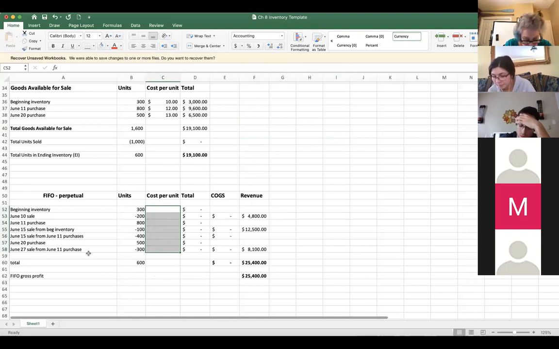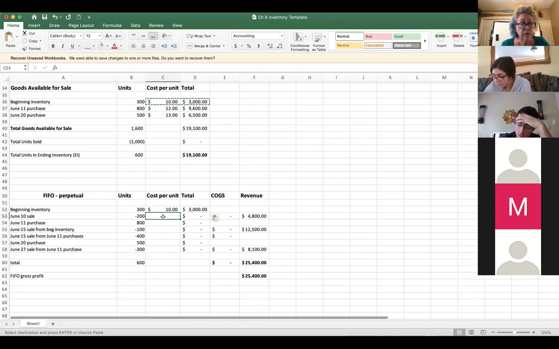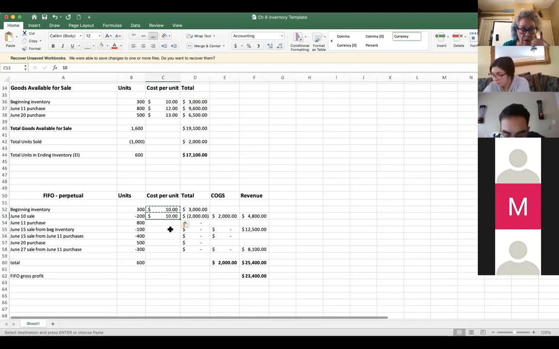So we had beginning inventory of 300 units at $10 a share. And then on June 10th, I sold 200. Well, the only units that I had were at the $10 per share. So I know that my cost of goods was $2,000, just like it was in FIFO, because that was the only layer that I had.